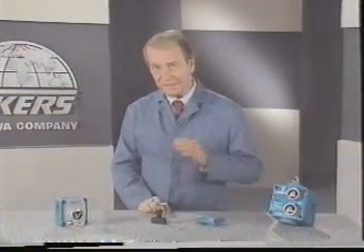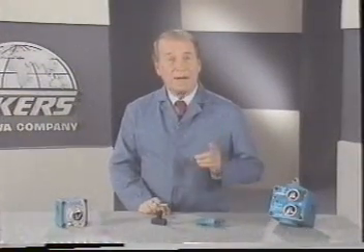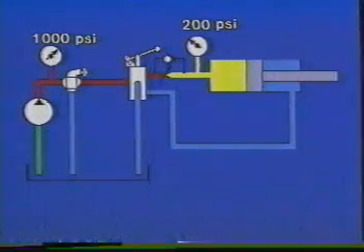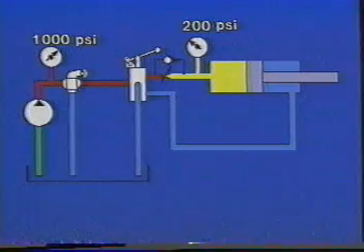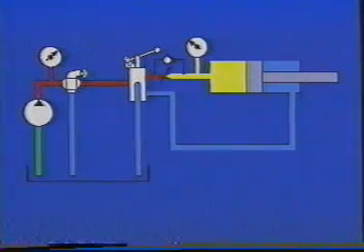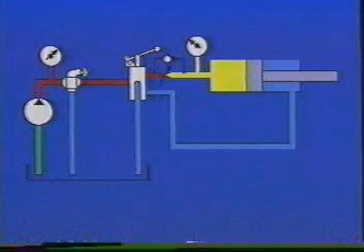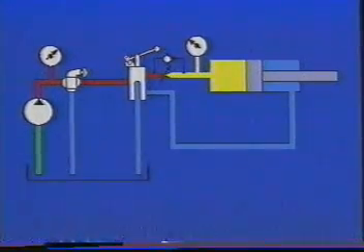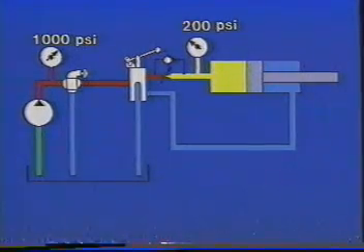The pressure at the cylinder will be determined by the workload. Assuming a workload of 2,000 pounds on an area of 10 square inches, the pressure on the cylinder side of our orifice is 200 psi. We learned earlier that we must have a pressure difference across an opening to cause flow through it. And in this case, with pressures of 1,000 and 200 psi, we have an 800 psi pressure difference.